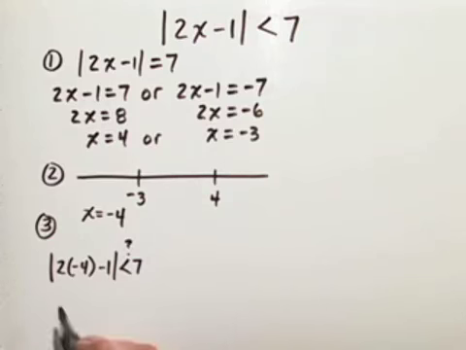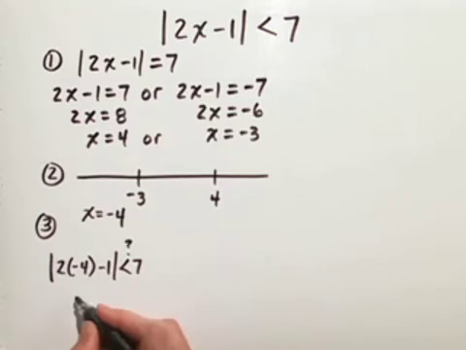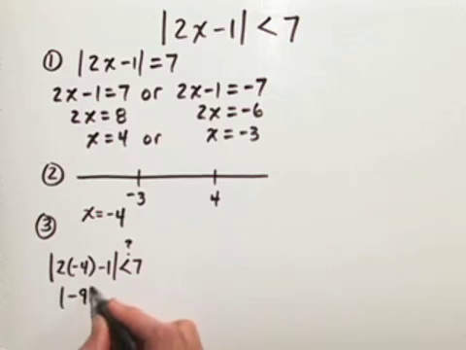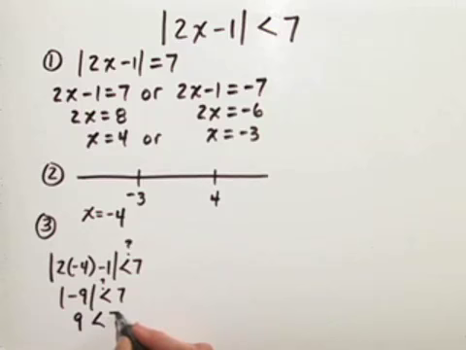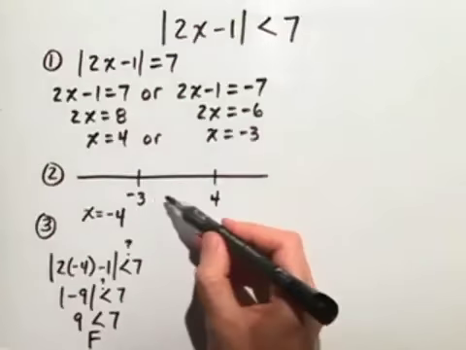This is what we're asking. Well, inside the absolute value, we have negative 8 minus 1, or negative 9. So is the absolute value of negative 9 less than 7? Is 9 less than 7? No, that's a false statement. So that interval provides a false solution.